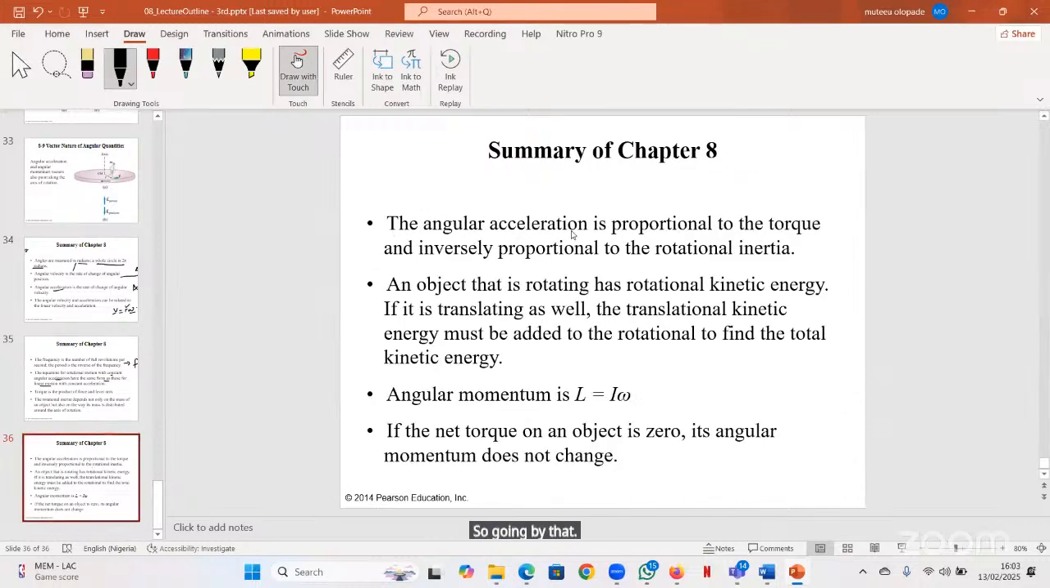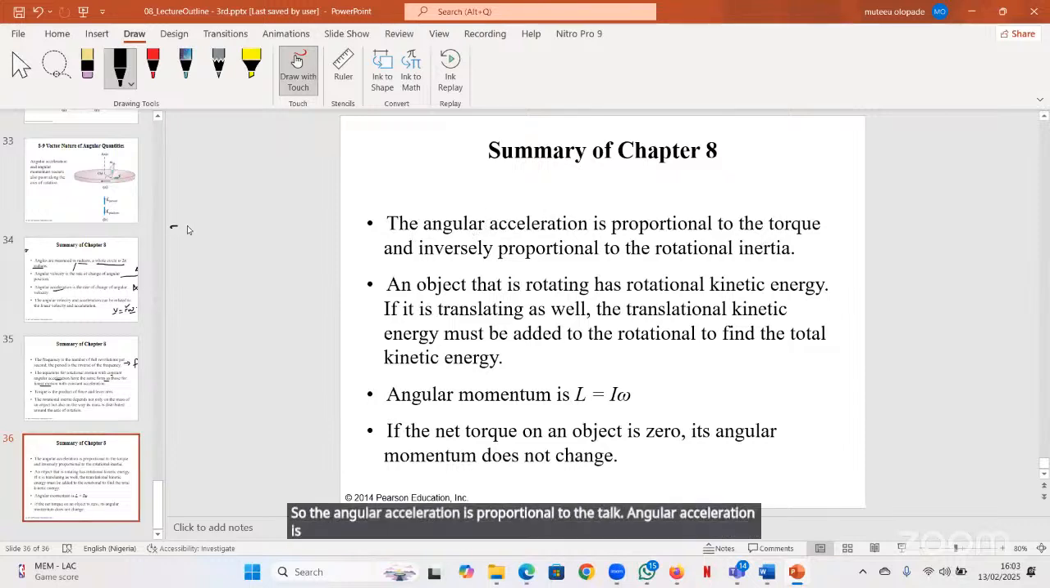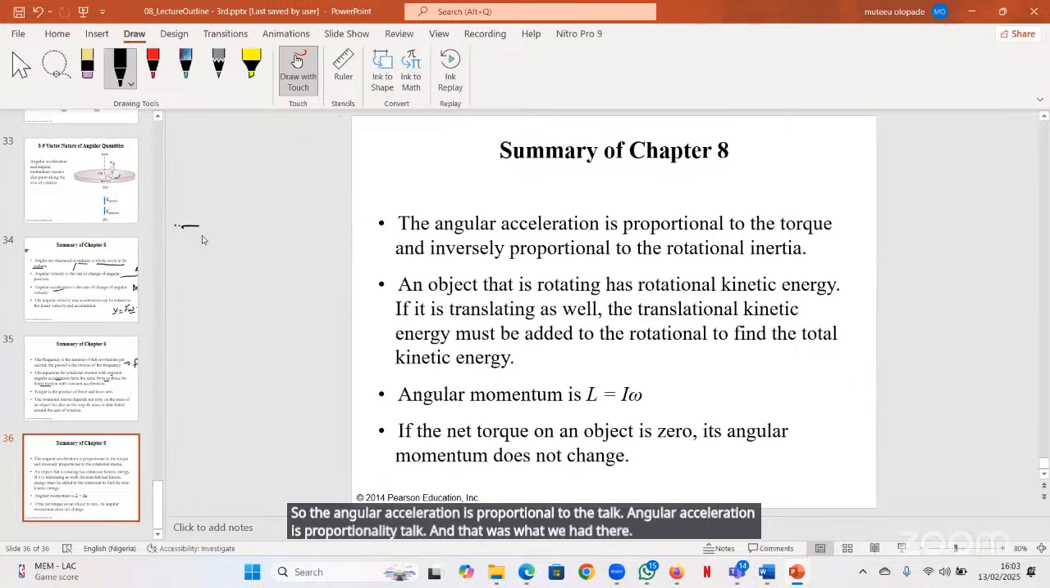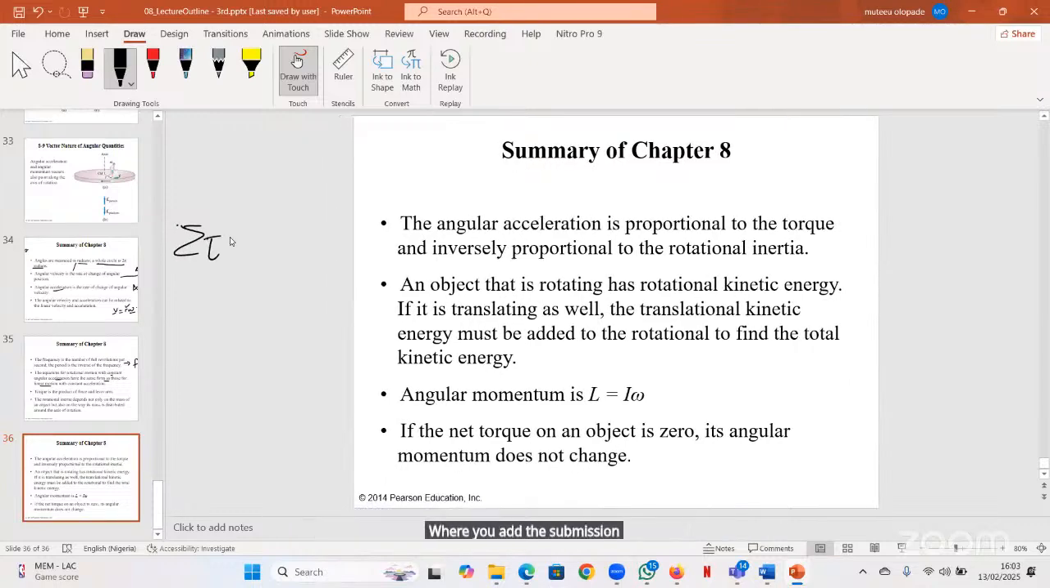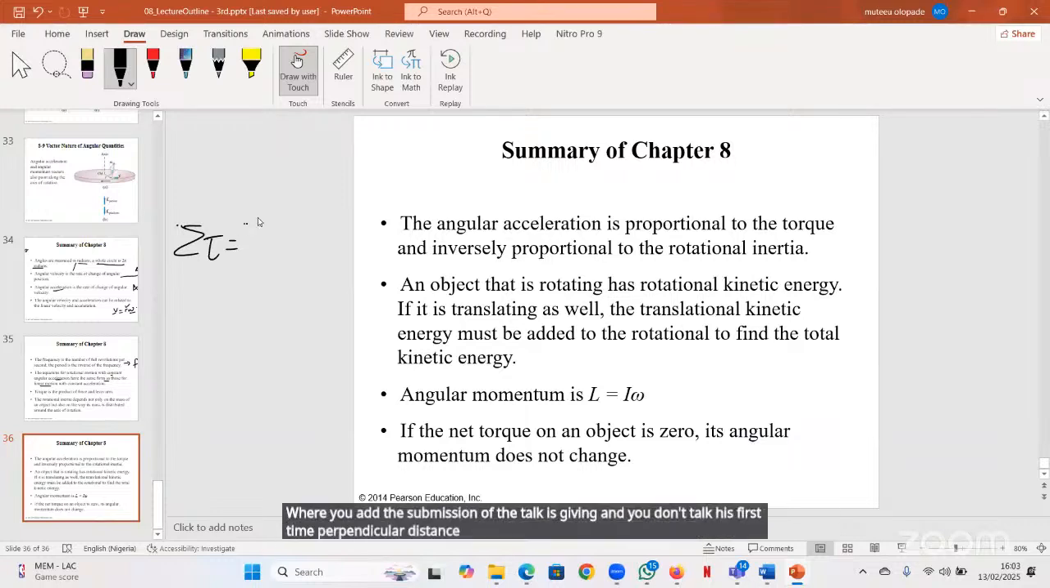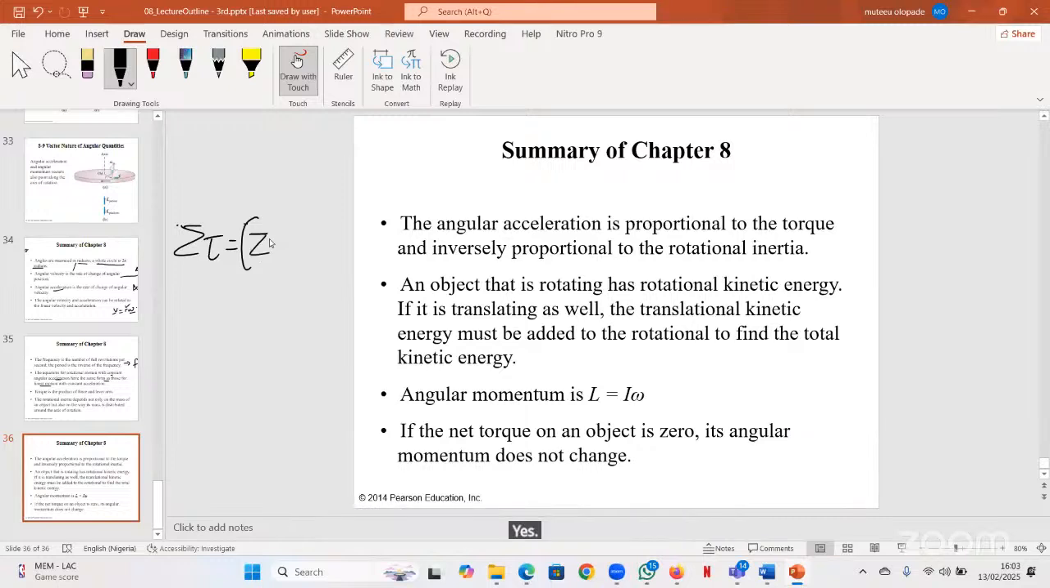So going by that, the angular acceleration is proportional to the torque. And that was what we had here, where the summation of the torque is given, and you know torque is force times perpendicular distance. Summation of the mass, and you add the distance covered, and you add angular acceleration. So that is what you have.